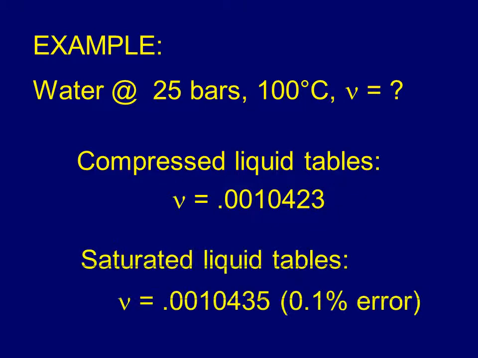as a compressed liquid. If you look up the saturated liquid value, you see it's very, very close. In fact, there's only a 0.1% error between those two values. So it's a very good approximation, even at a high pressure of 25 atmospheres, to neglect the effect of pressure on the volume of a liquid. We say liquids are nearly incompressible, so the volume doesn't change.